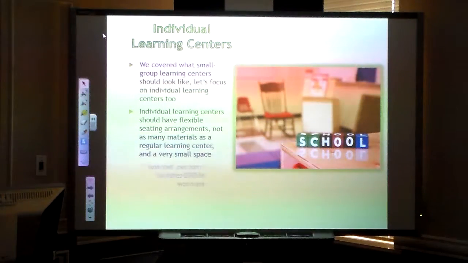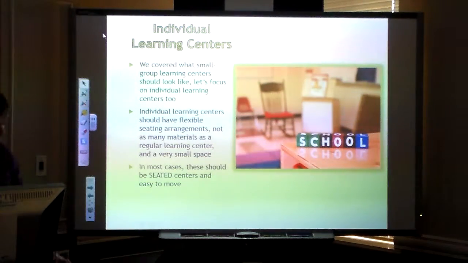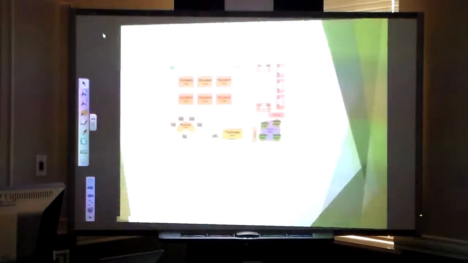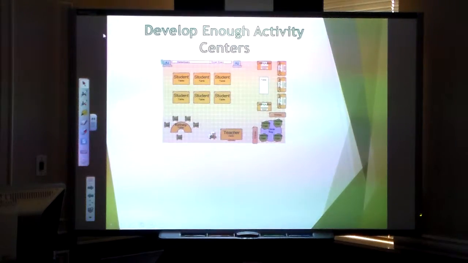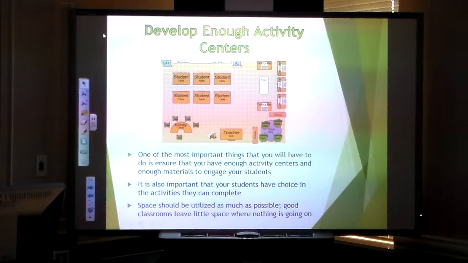So since we've covered group learning centers, let's look at what individual learning centers should look like. Flexible seating arrangements, not as many learning materials, and a small space. These should be seated, but they also should be easy to move as well. So what I did here is I pulled some maps online of some effective learning centers. I think this is something that you really could see in a good school center.